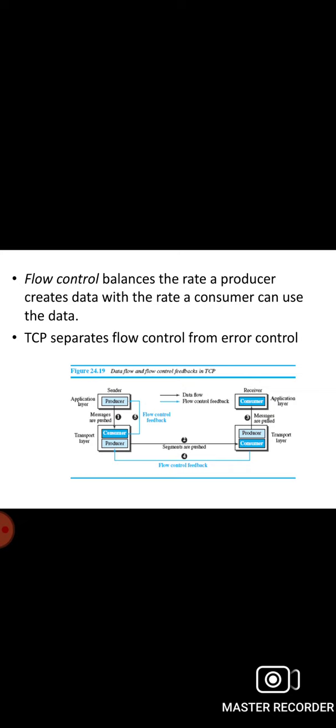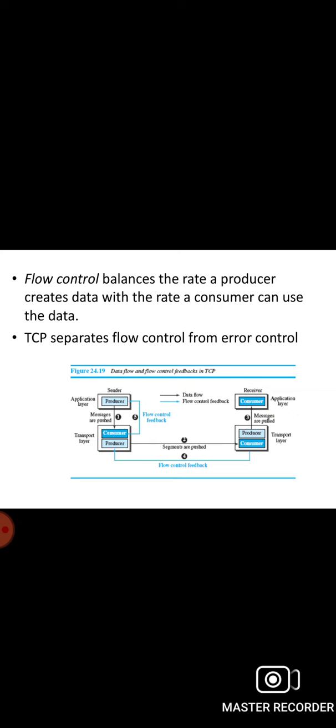There are two big differences between this sliding window and the one we used at the data link layer. First, the sliding window of TCP is byte oriented. The one which we discussed in the earlier module about the data link layer is frame oriented, but here it is byte oriented. Second, the TCP sliding window is of variable size, whereas for the data link layer it is of fixed size. So here you can see the sliding window in TCP.